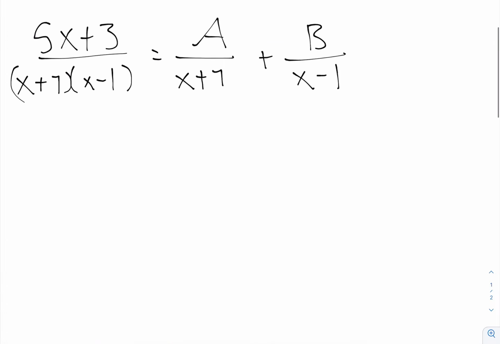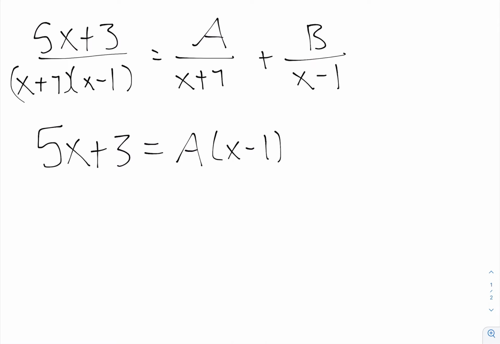So now we have an equation set up. And what we want to do is multiply both sides by x plus 7 times x minus 1. If we do, the left side, 5x plus 3, is going to equal, well, the x plus 7s are going to cancel for the first term on the right. So it's going to be A times x minus 1. And then for the other one, we're going to get x plus 7 times x minus 1 times B, divided by x minus 1. So the x minus 1s cancel, and we get plus B times x plus 7.